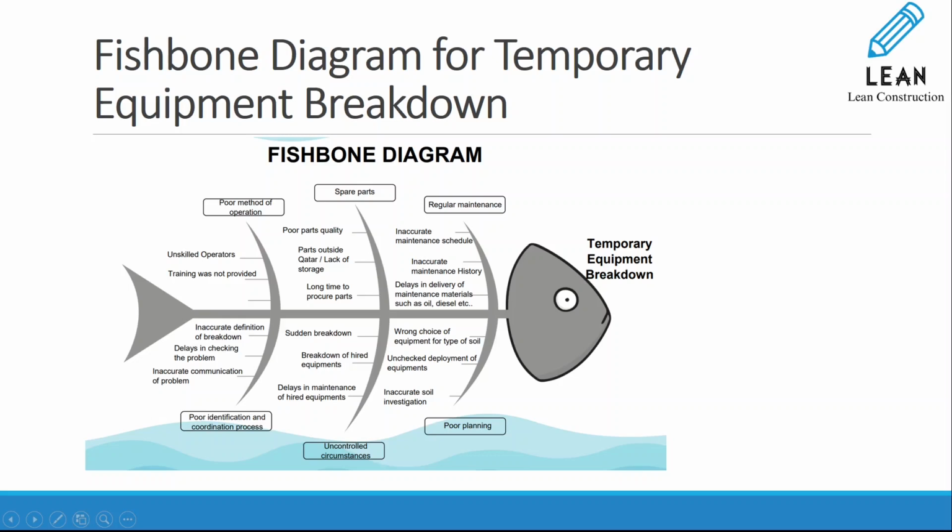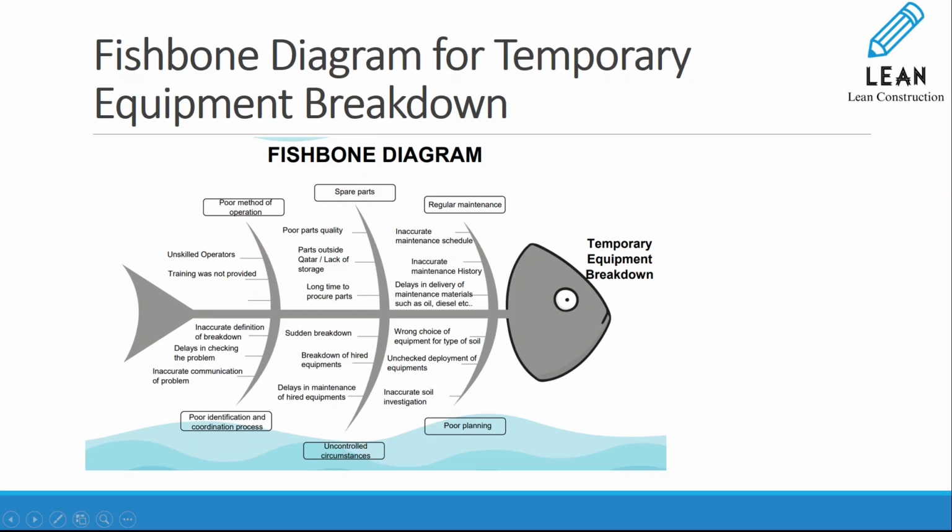An inaccurate maintenance schedule can cause equipment to be overworked, leading to premature failure or breakdowns. Similarly, an inaccurate maintenance history can lead to missed inspections or parts replacements, which can contribute to equipment breakdown. Delays in delivery of maintenance materials such as oil, spare parts, etc., can lead to equipment running without proper lubrication and the spare parts not being changed on time. This can cause the equipment simply to be damaged.